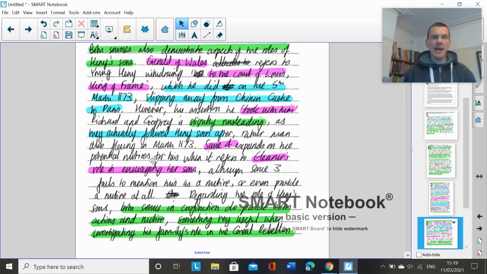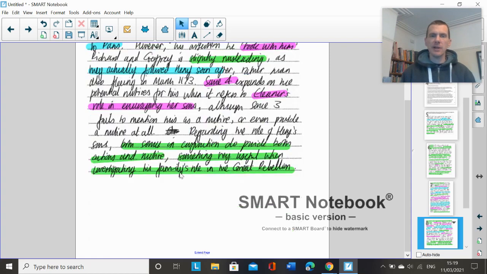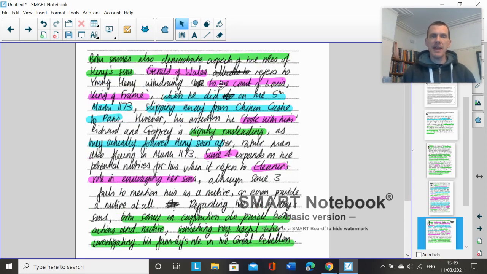Source 4 expands on the potential motives for this when it refers to Eleanor's role in encouraging her sons, but a little bit less to source 4 there. Again, look at the end of this paragraph, a nice little sort of mini judgment here regarding the role of Henry's sons. Both sources in conjunction do provide both actions and motives, something very useful when investigating the family's role in the Great Rebellion. So again, there's useful stuff here, and what's here is backed up by our contextual knowledge.